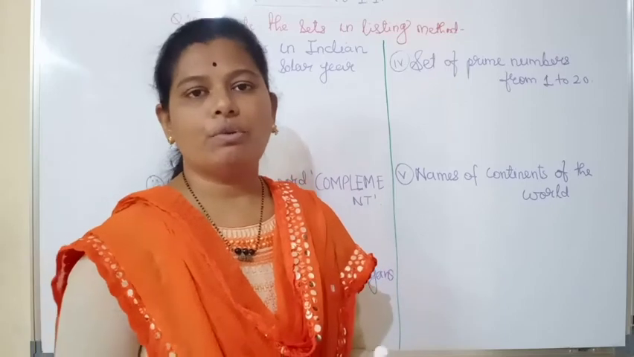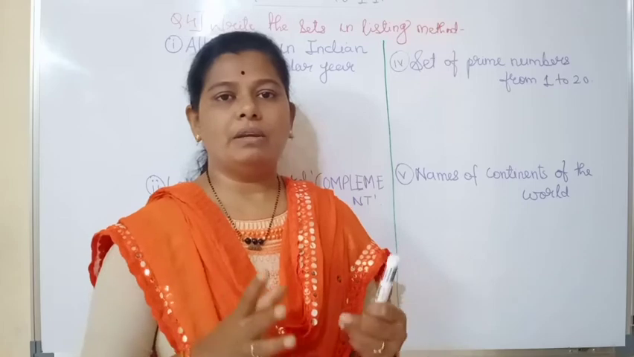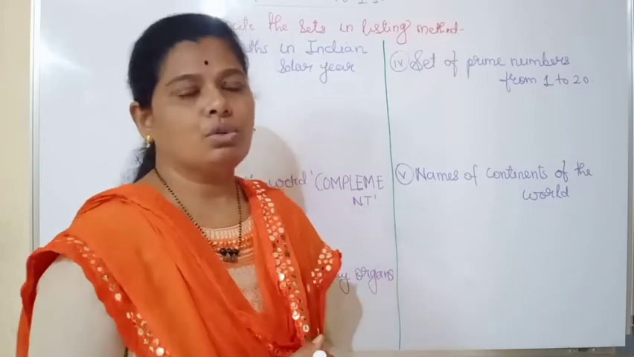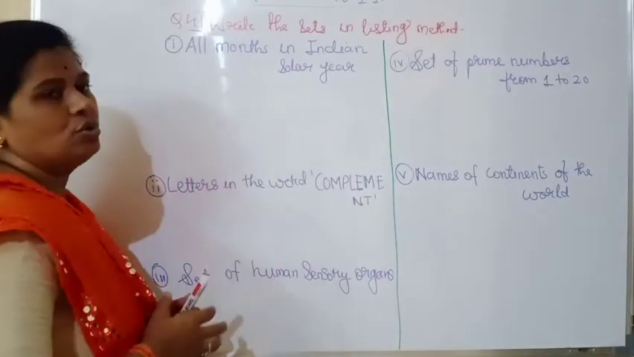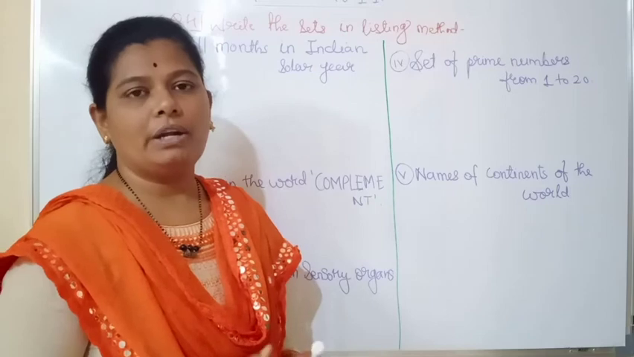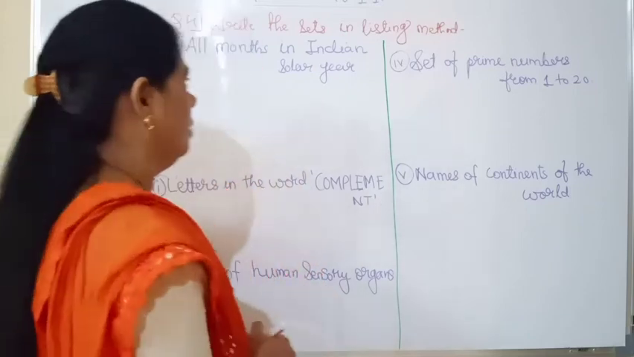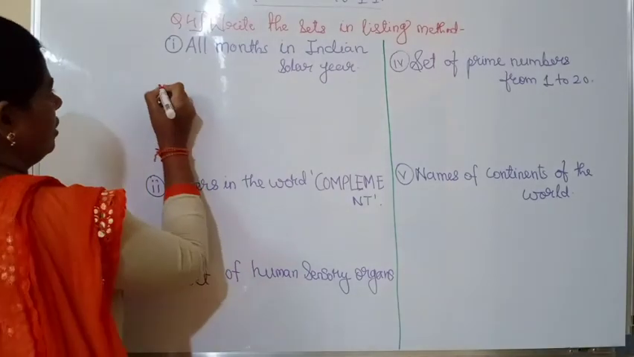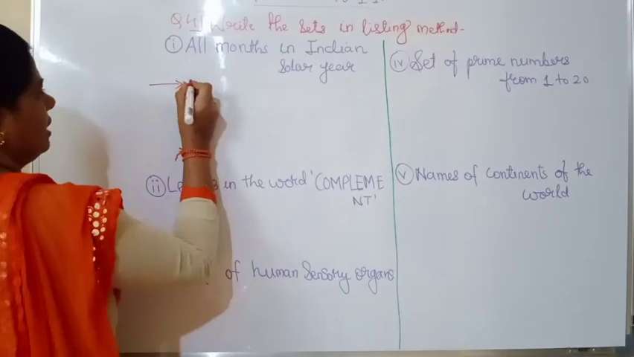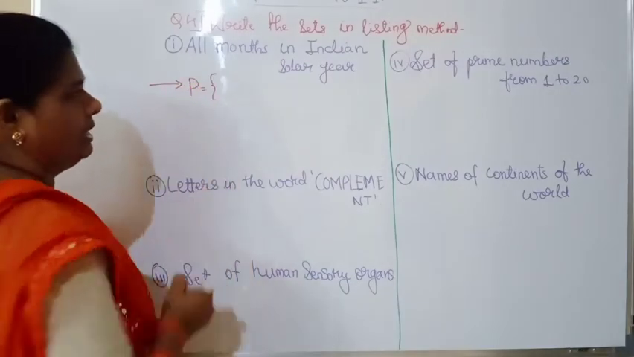So don't get confused. The name Indian solar year tells it. By hearing the name only, the students get confused. So this should not happen. Indian solar year is nothing but, according to our Marathi calendar, whatever months are there, we have to make a set of those months. Okay, now we'll write a set. First of all we'll give a name to the set. I'll just write it here as P.